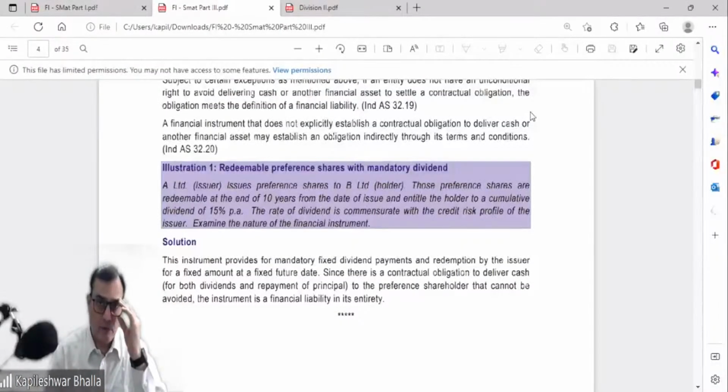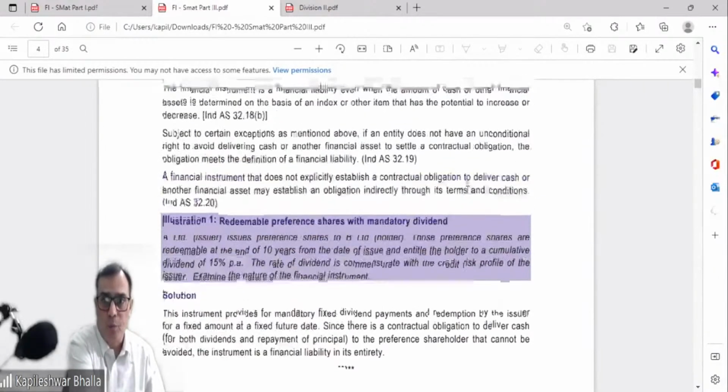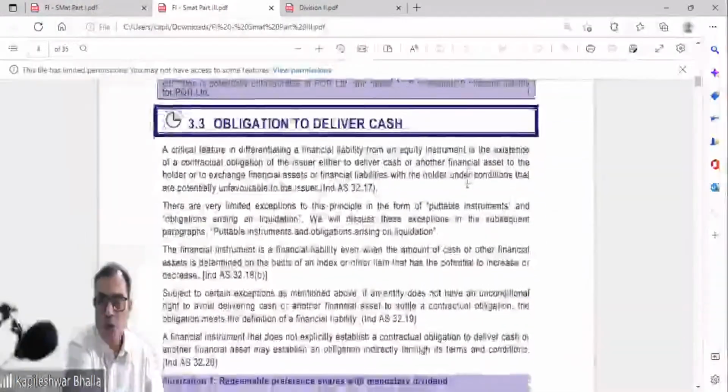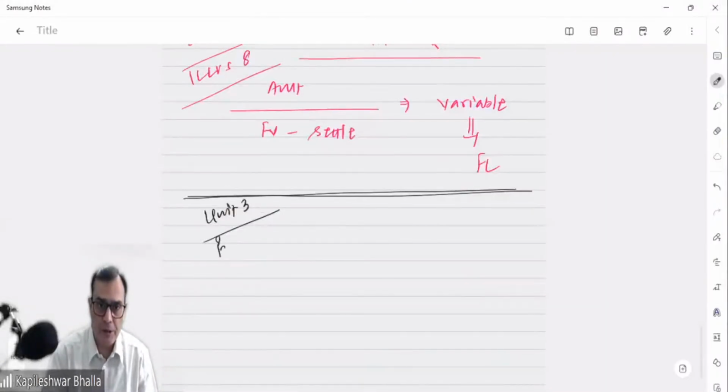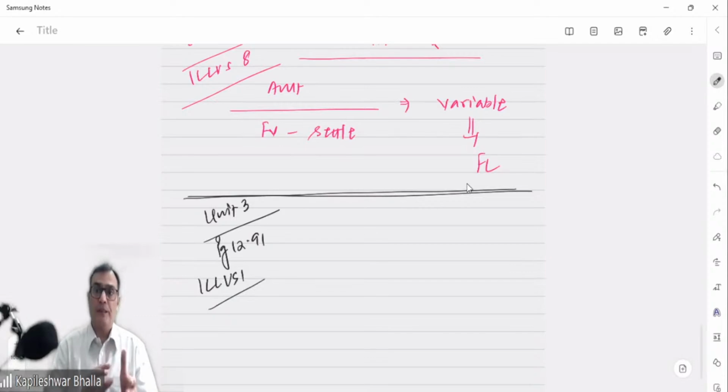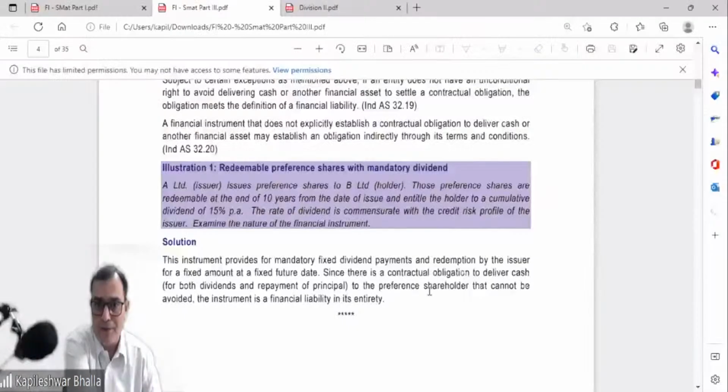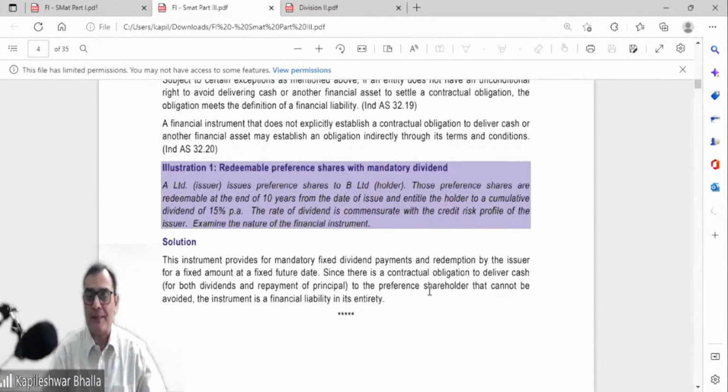In this, I'm looking at illustration 1 on page number 12.91. Let me mention the page: this is on page number 12.91, illustration number 1. So a few illustrations I've covered in unit number 1, a few illustrations in unit number 3. What about unit number 2? Don't worry, we'll come to unit 2 also later. That's more to do with Index 109. We are still on Index 32.